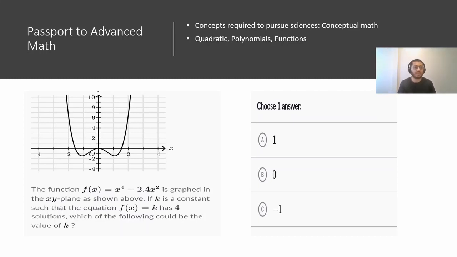Let's read this question out. So the function f of x equals a tough equation, a polynomial. It's fancy. It's graphed in the xy plane as shown above, and k is a constant here, such that f of x equals k has 4 solutions. Which of the following could be the value of k?